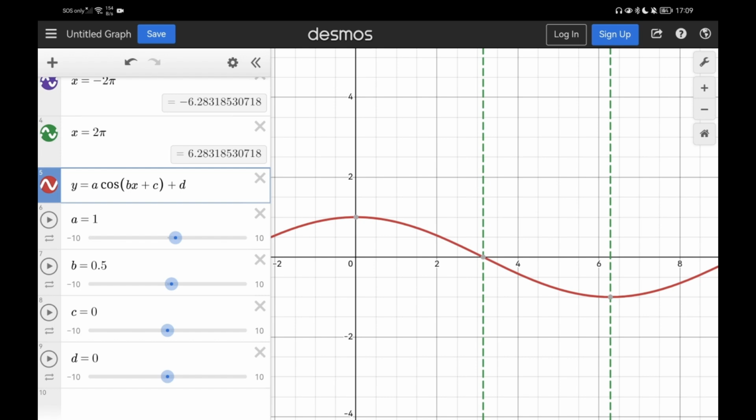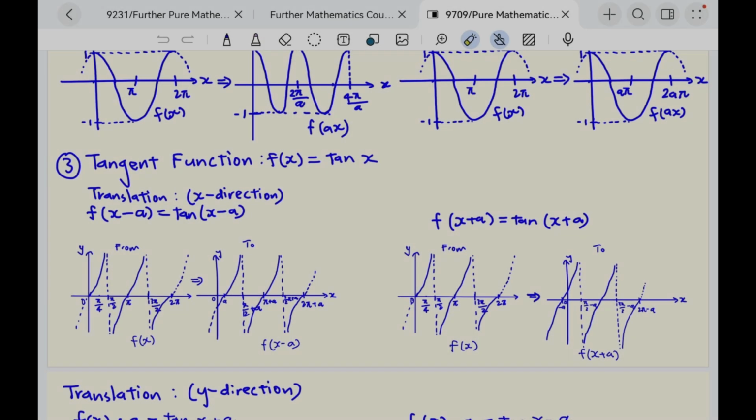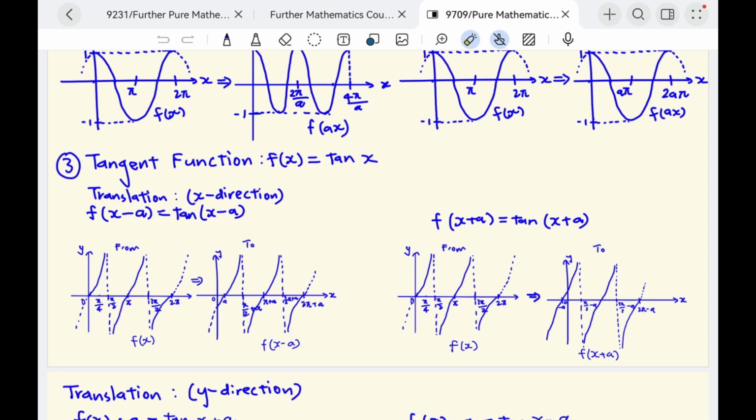So now it is the time to discuss the transformation for the tangent graph. Let's proceed to the last trigonometric function, which is the tangent function. Just that the tangent function involves transformation. As I implied before, the transformation of functions is valid for all functions, which means that you can apply these 3 transformations to any kind of function. So let's target f(x) = tan x.